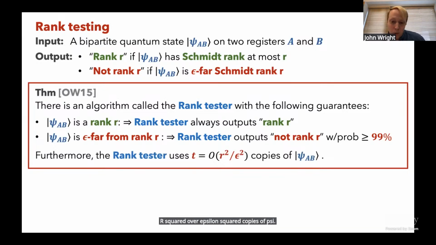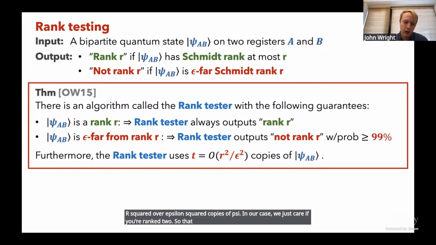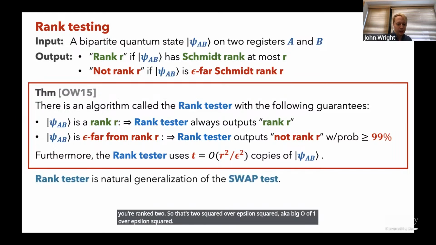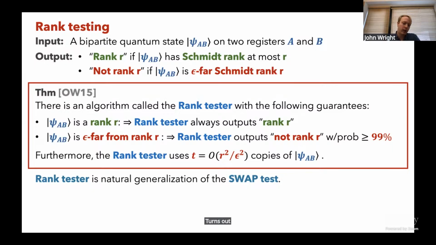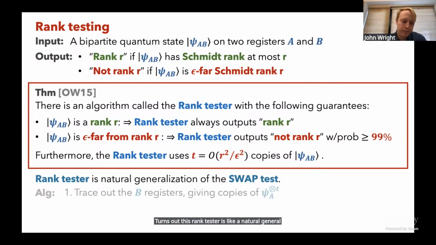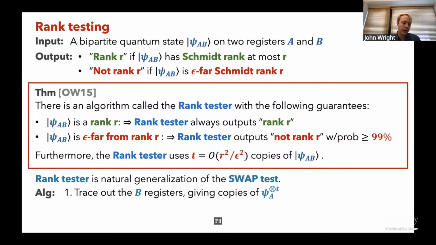In our case, we just care if you're rank 2. So that's 2 squared over epsilon squared, aka big O of 1 over epsilon squared. Turns out this rank tester is a natural generalization of the swap test. I'll tell you how it works.